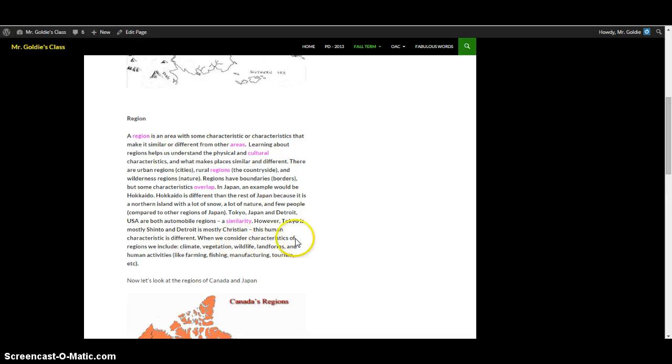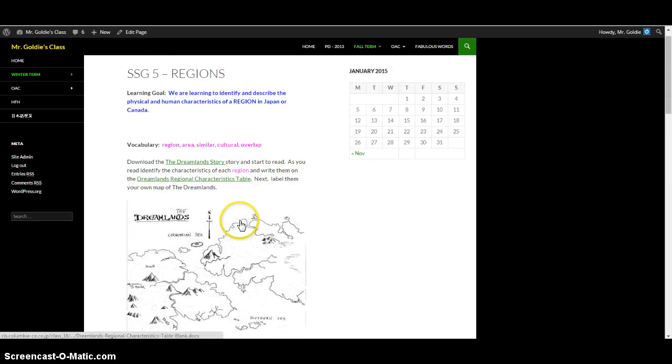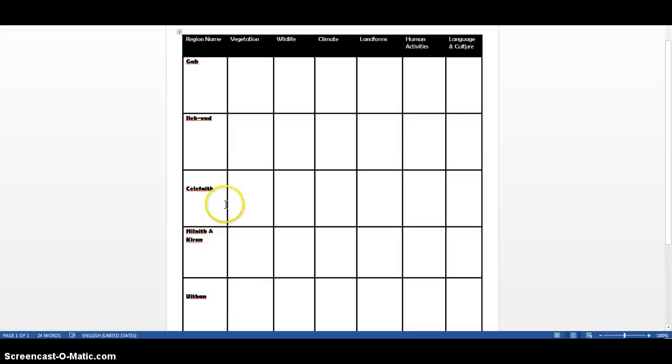When we consider characteristics of regions, we include climate, vegetation, wildlife, landforms, and human activities like farming, fishing, manufacturing, and tourism. Okay, so you saw that up here on this table, right? Those characteristics of a region are all here. Okay? Called regional characteristics.